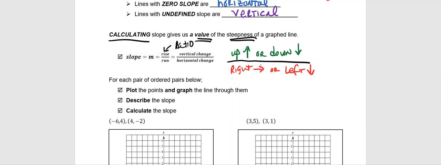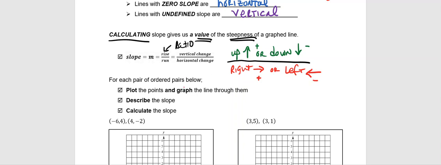Okay, so when we count rise, if we're counting up, we're going to consider that a positive value, versus if we count down, we're going to consider that a negative value. Likewise, when we count run, if we count to the right, we're going to treat that as a positive value, versus if we count left, we're going to treat that as a negative value. Okay, so this is positive versus this is negative. To the right is positive, to the left is negative.